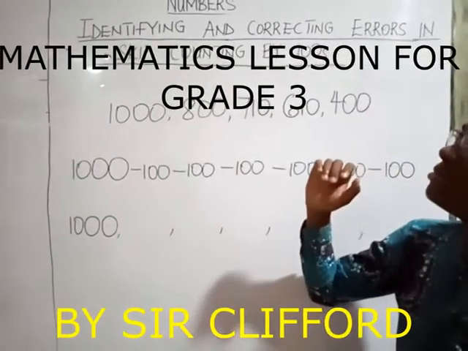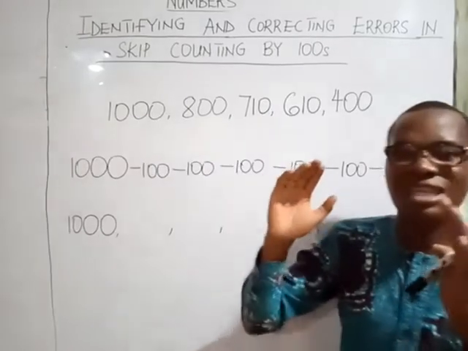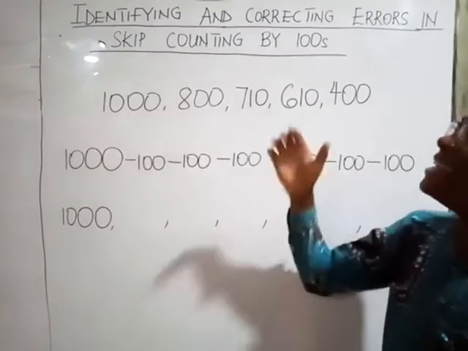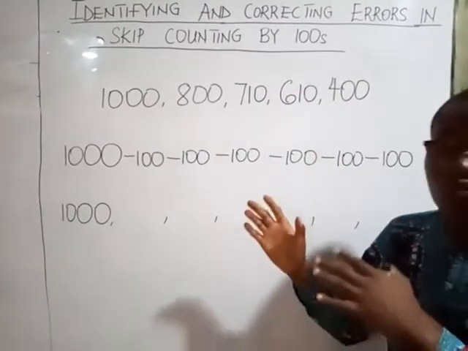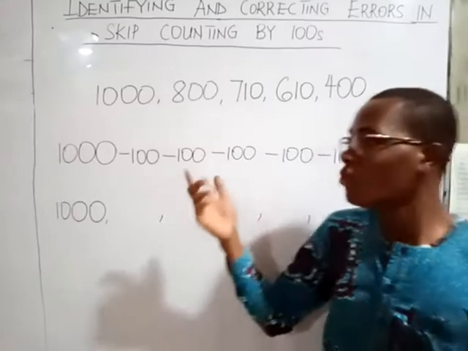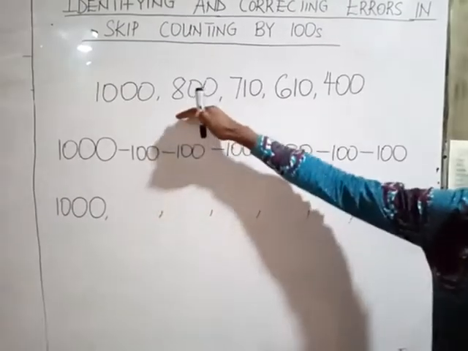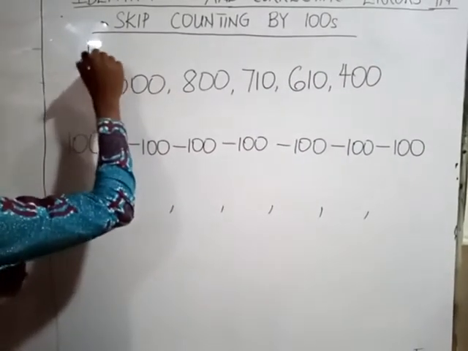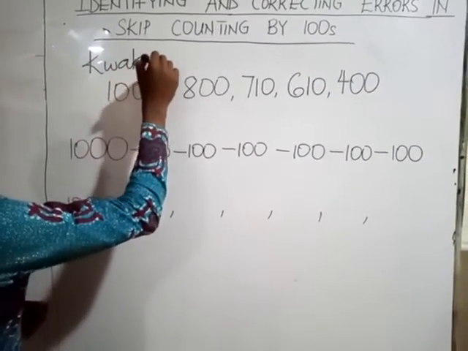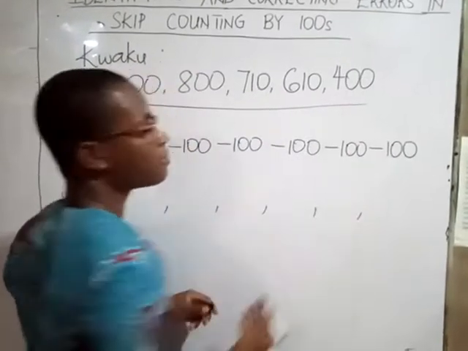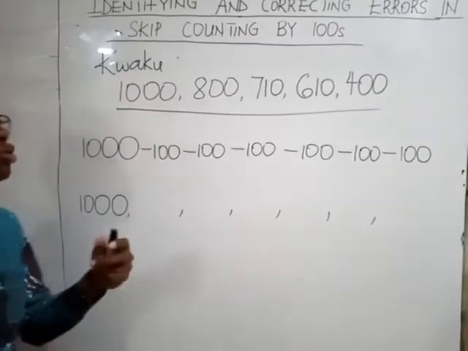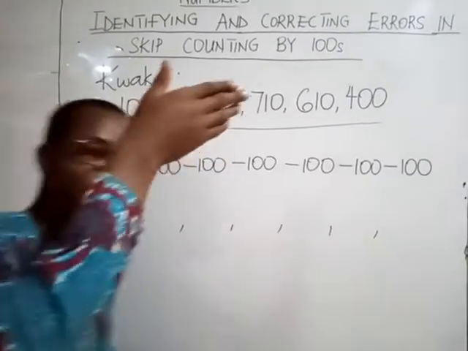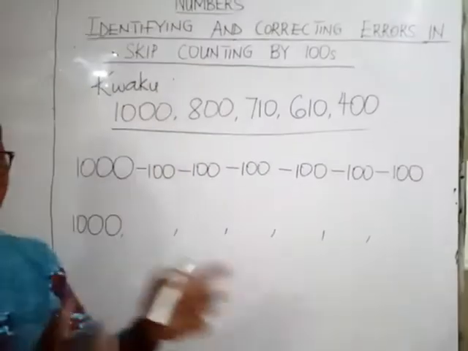Today too we are doing numbers, but today we are moving to quite a deep look at it. What we are going to do is identify and correct some mistakes we may find and some omissions we may find with the skip counting we have here. This is skip counting made by a certain boy called Clifford. He did this skip counting, so we are going to identify the errors and omissions in it. We'll correct it, then we'll point out his little mistakes and the omissions he did.